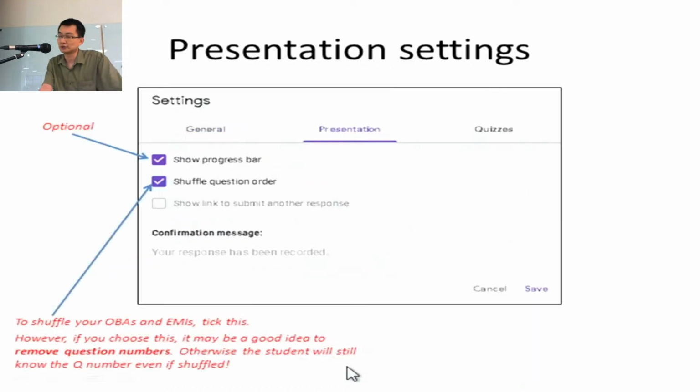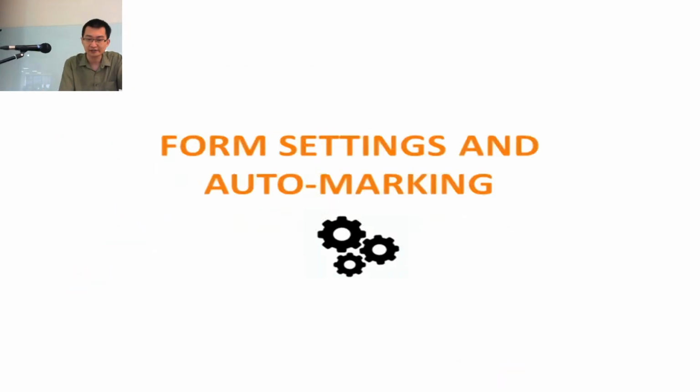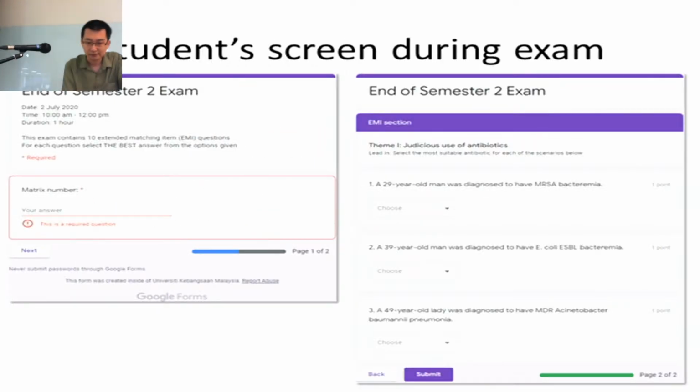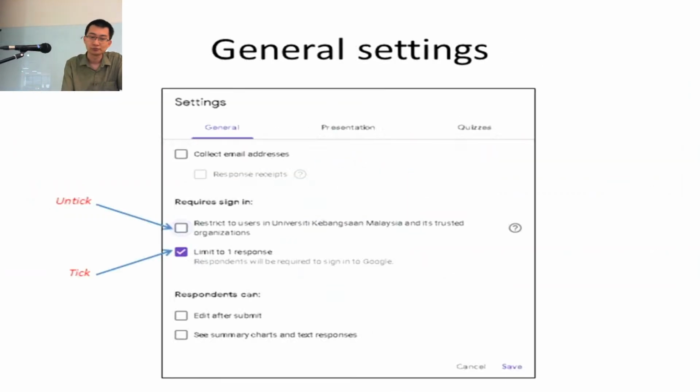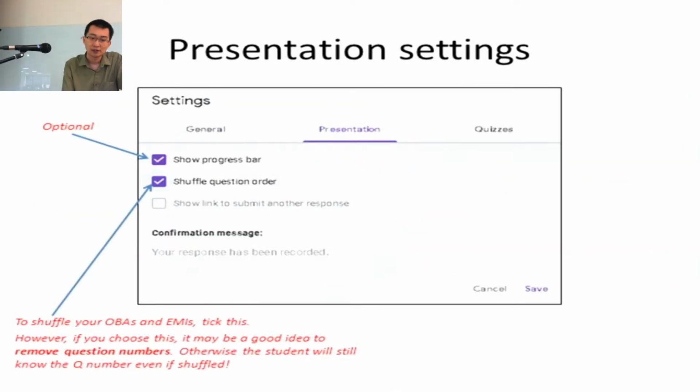Next one is a presentation. Okay, progress bar. What is progress bar? Basically, it is this thing. Page 1 of 2, page 2 of 2. That is the progress bar. Usually it's nice to have it there, but it's optional. It's up to you.